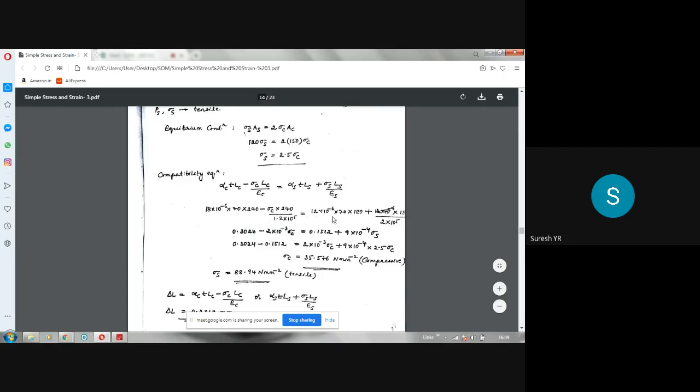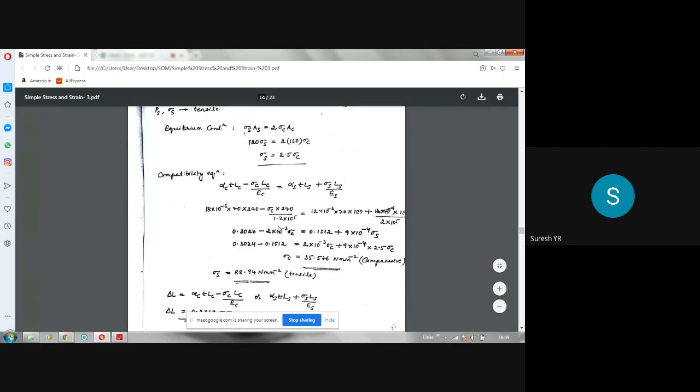alpha S is 12 into 10 power minus 6. T is once again 70. LS is 180 mm plus sigma S. Okay, this is sigma S into 150 mm, the length of this thing, divided by 2 into 10 power 5. So if you simplify all this, you will get something like this: one constant term along with the sigma C term in the LHS, and a constant term along with the sigma S term in the RHS. Then what you have to do is put in the place of sigma S.